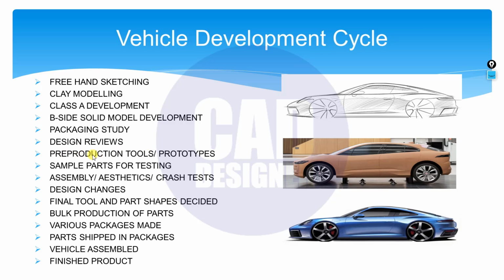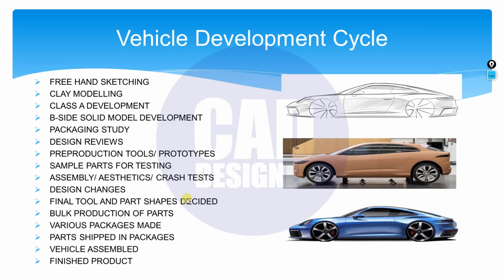And then suppose we got the tools. With that tool, we get the sample part for testing. Also these sample parts are assembled. They check aesthetically, and also share them for the different automotive testing. Based on that, suppose some issues or errors are coming, or some improvement is required, then design changes are done. And after the final design changes, the final tool and part shape is decided.